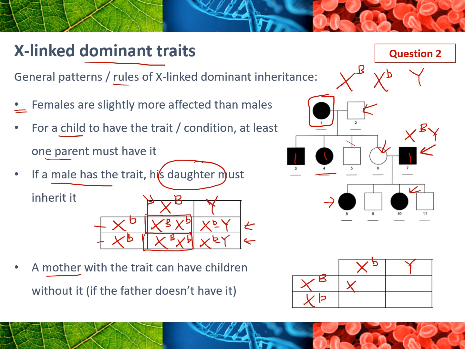If we go through here, you'll see that in that first example, the son and the daughter would both inherit it, but then she could also pass on that recessive allele, and the dad could pass on a recessive X, so this daughter wouldn't have it, or she could pass on the recessive allele to a son who wouldn't have it. So that's another pattern with X-linked dominant traits.